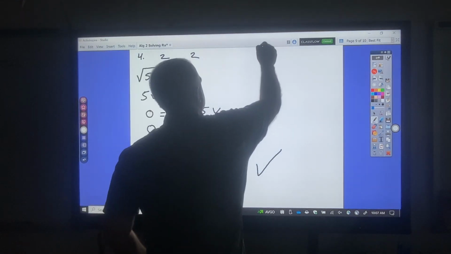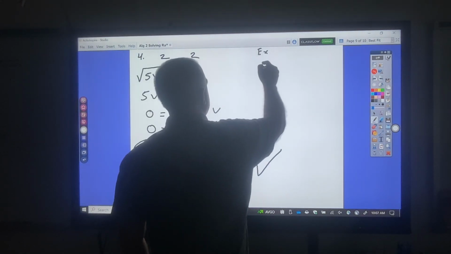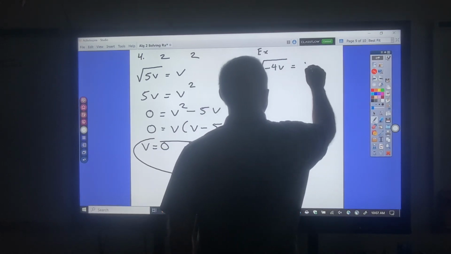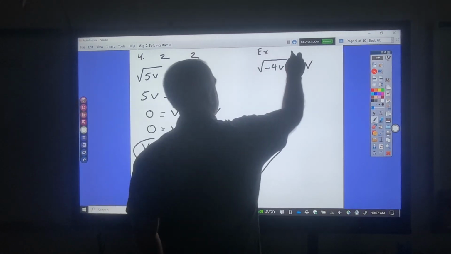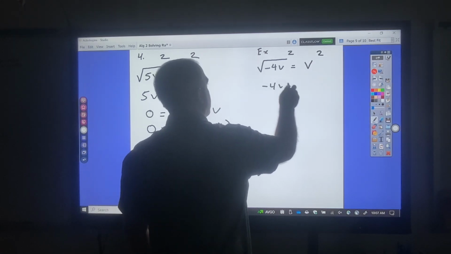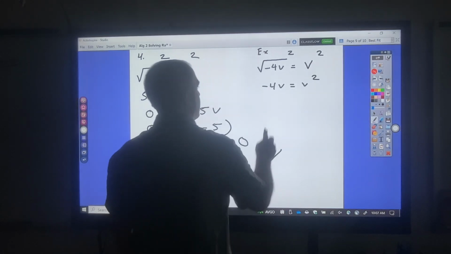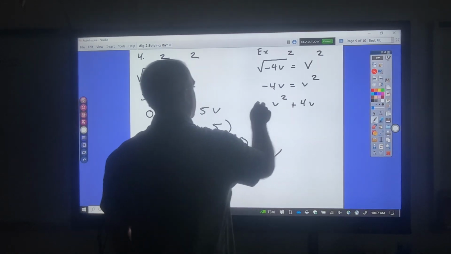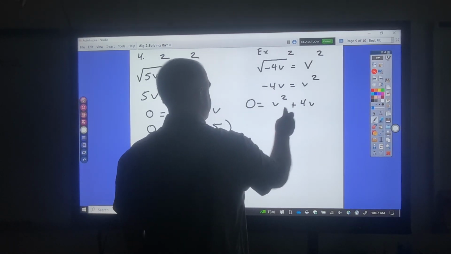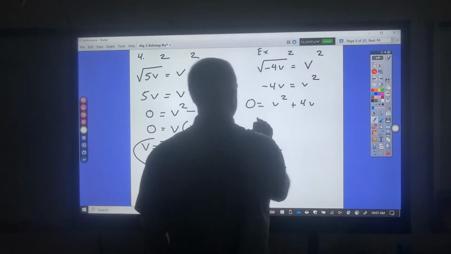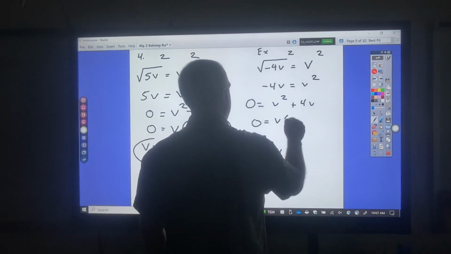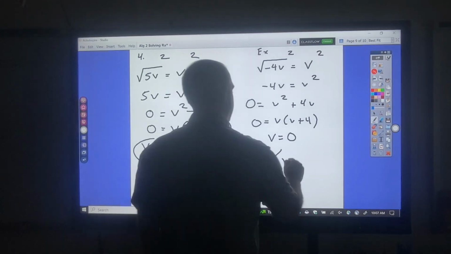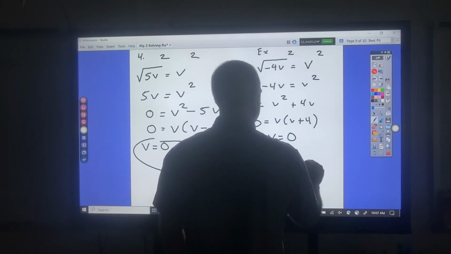Like, what would be bad, okay, all right, probably another example here would be something like this. This is probably a better example that I can show you. Let's say this was negative 4v on the inside, and this is v, okay? So squared and squared, that'd be negative 4v equals v squared. Okay, how would I solve that? Bring that back. I would take out a v here. v plus 4, v equals 0, then v equals negative 4.